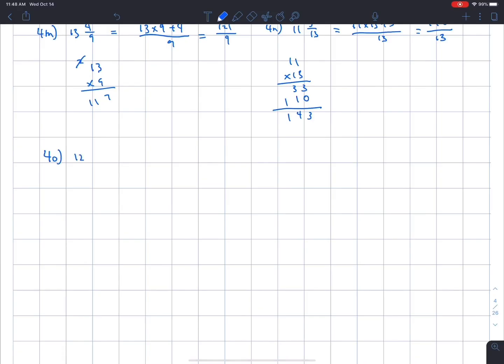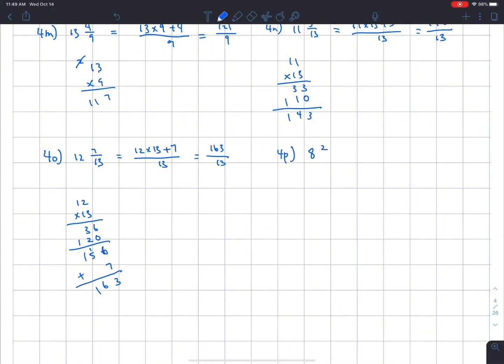For O, 12 and 7 over 13 equals 12 whole circles. Each circle has 13 little pieces. Plus the numerator, we have 7 pieces out of the same denominator 13. 12 times 13, 3 times 2 is 6, 3 times 1 is 3, add a 0, 1 times 2 is 2, 1 times 1 is 1. We get 156 plus 7. 6 plus 7 is 13. 1 plus 5 is 6, and we stay with 1. So this is 163 over 13.